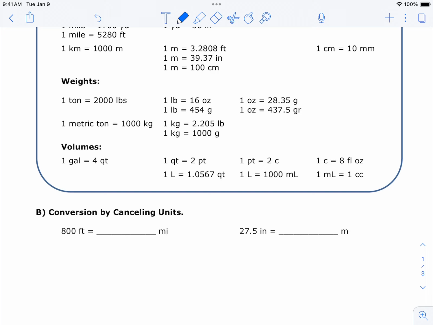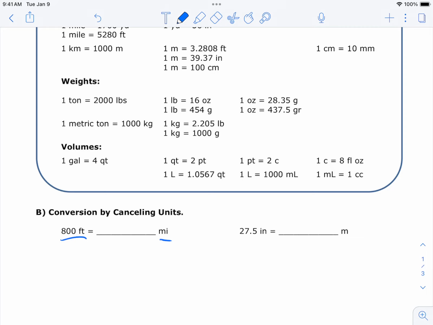So the method we're going to use is a little weird at first, but once you get the hang of it, oh my God, you'll never go back. It's kind of like once you type with all your fingers, you'll never go back to typing with 2 fingers. You know what I'm saying? So anyway, conversion by canceling units. What does this mean? Well, what we got here is some feet, and what we're trying to do is convert to miles.